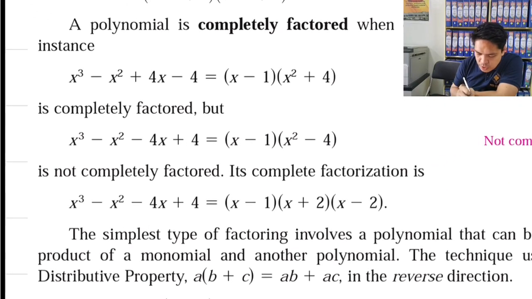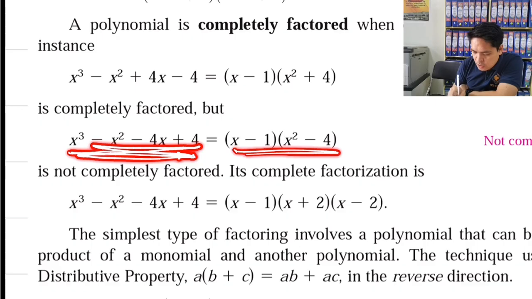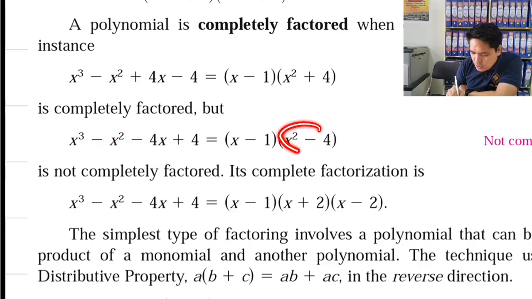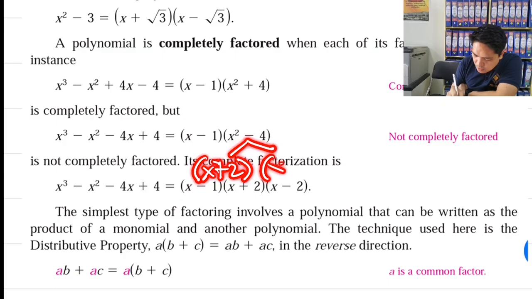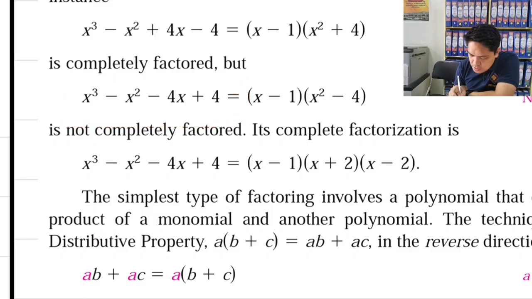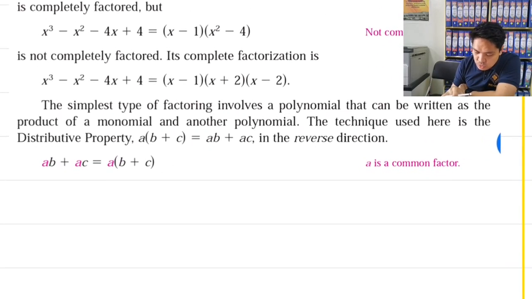But if we have this other polynomial, the factor of this polynomial is this. But if you look at this particular factor, it can still be factored. So this is not completely factored yet. You can further factor this into x plus 2 and x minus 2. So the complete factorization of this polynomial is x plus 1 times x plus 2 times x minus 2. Later we will discuss how we do the factoring.